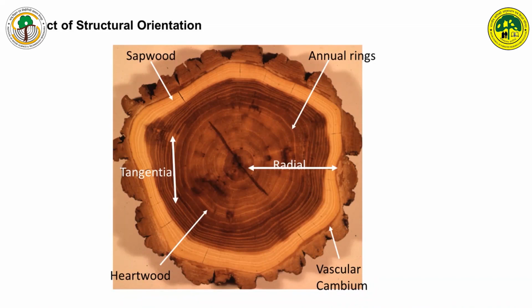So the radial direction is parallel to the orientation of ray cells, because the ray cells originate from the center and migrate towards the periphery. So the direction that is parallel to the ray cell direction, we call the radial direction. And the direction that is perpendicular to the ray cells, we call the tangential direction. In the photographs, the tangential direction on the left side is perpendicular to the ray cells, because as I told, the ray starts from the center and moves toward the periphery. So in these three directions, the electrical properties of wood are different.